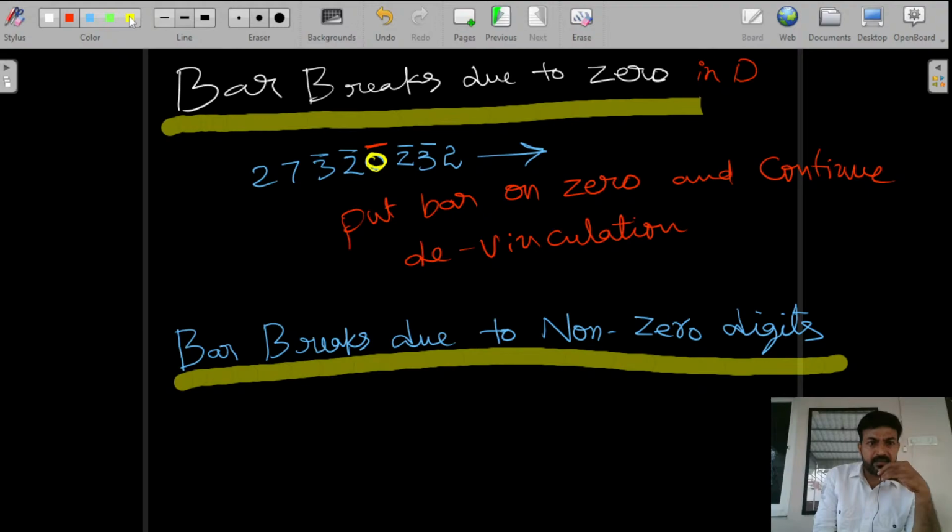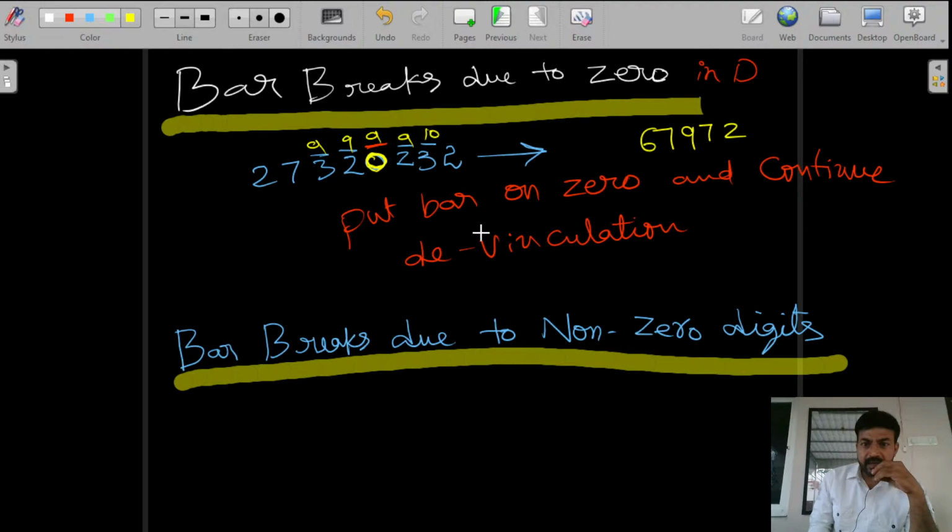Here 10, 9, 9, 9, 9. That's it. The answer is, you write 2 as it is. 10 minus 3, 7. After devinculation, you have to remove the bar. Remember that. If you do vinculation, you put a bar. If you do devinculation, you remove the bar. Next, 9 minus 0, 9. 9 minus 2, 7 again. 9 minus 3, 6 again.